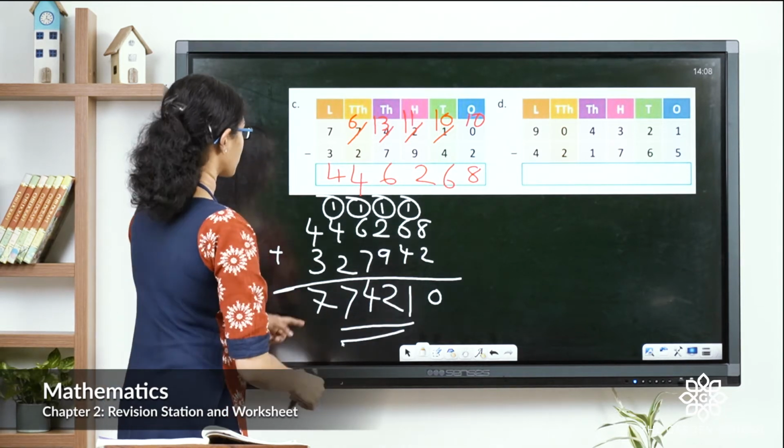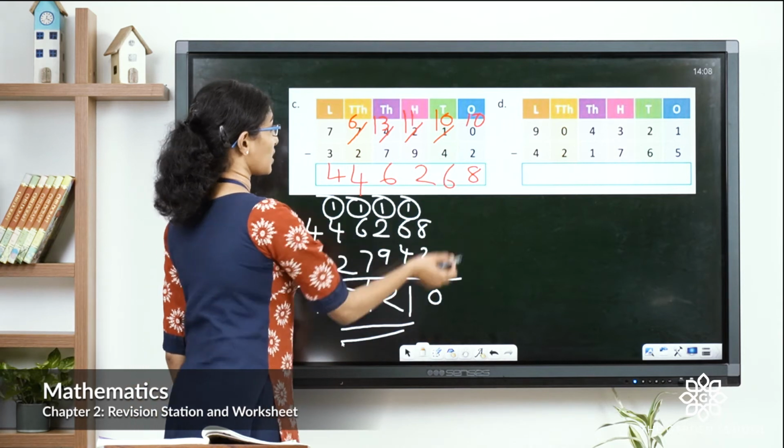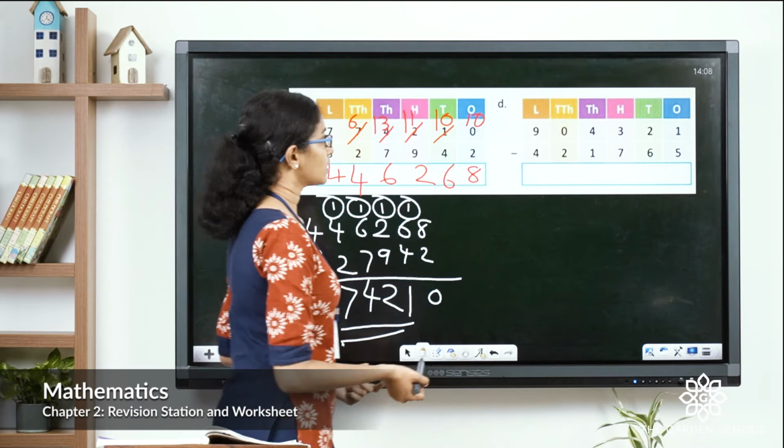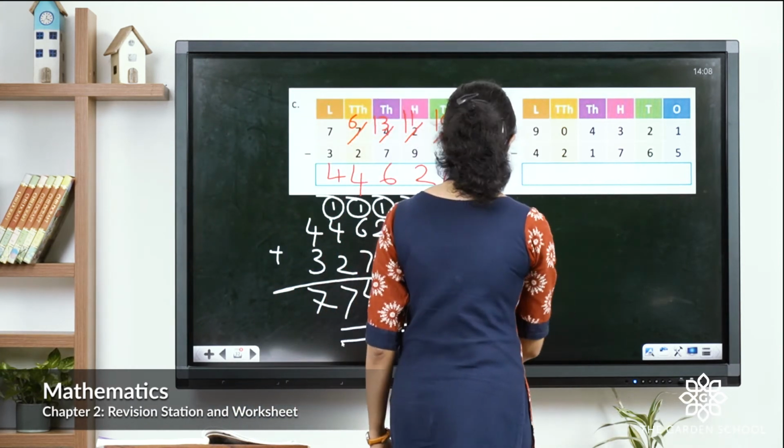So it is 7,74,210, which is the minuend. Hence the subtraction was done correctly. And the last one, let's do the subtraction now.